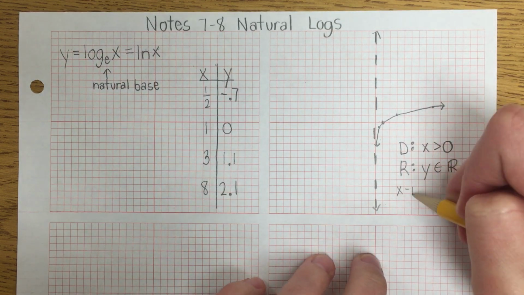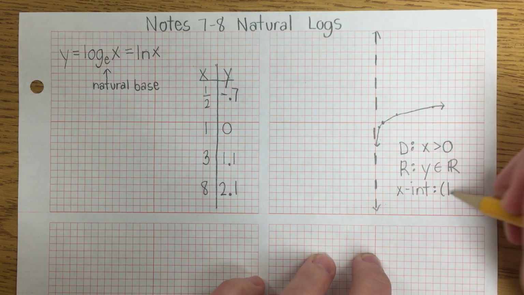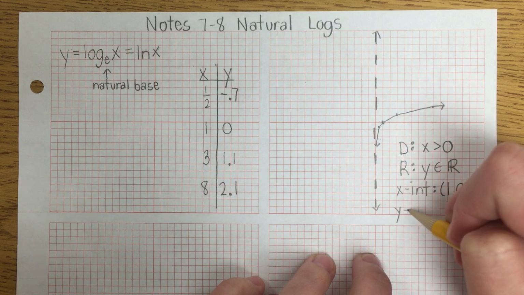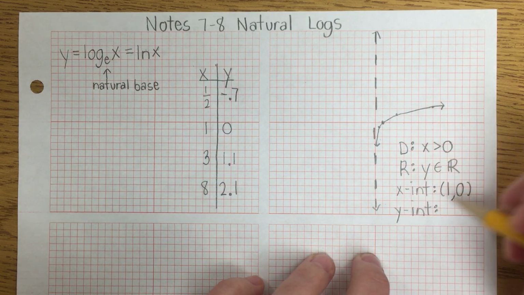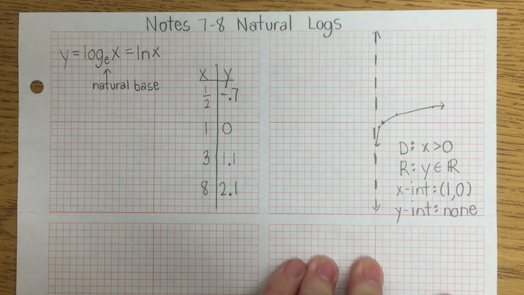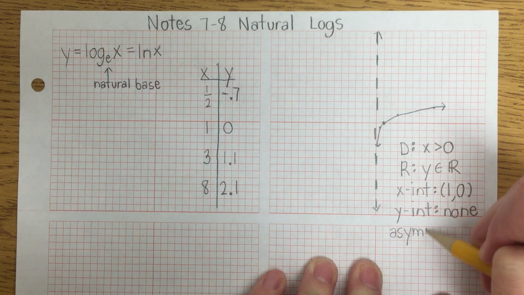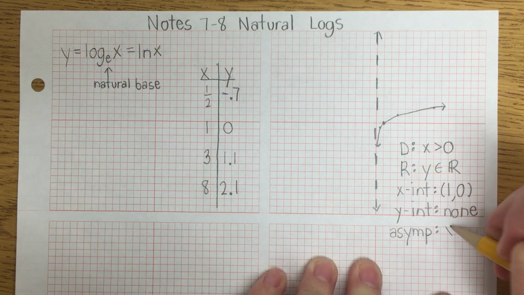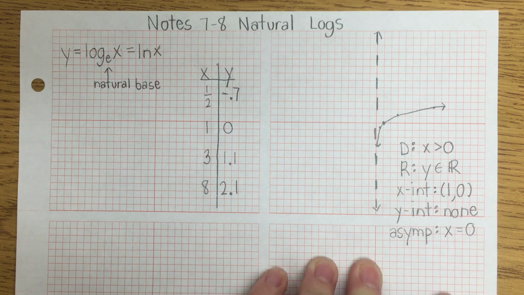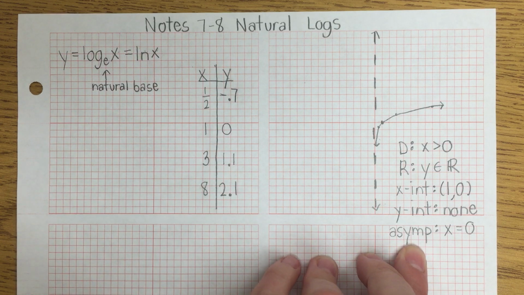Our x-intercept is here at 1, 0. Y-intercept, hopefully you know, non-existent. There is none. No y-intercept because of this asymptote. It'll never cross through it. And our asymptote is the line x equals 0. So there's your basic characteristics of your natural log graph.